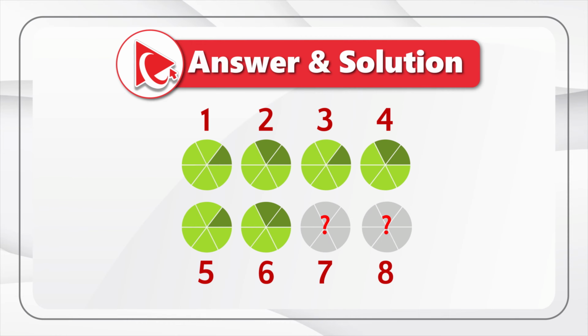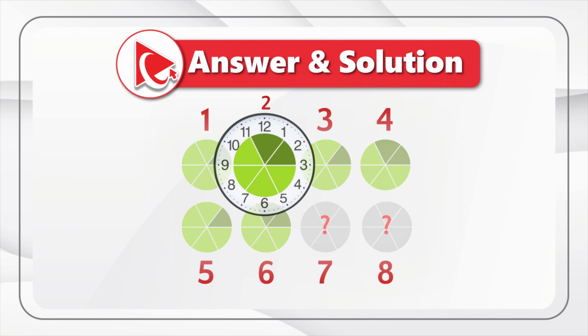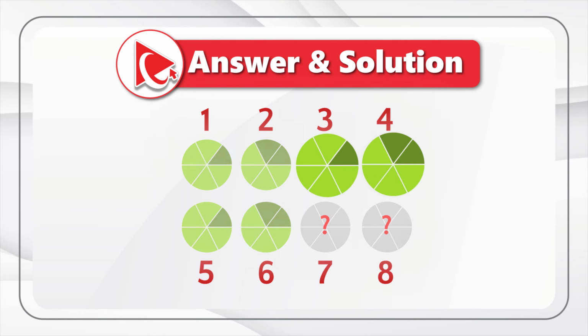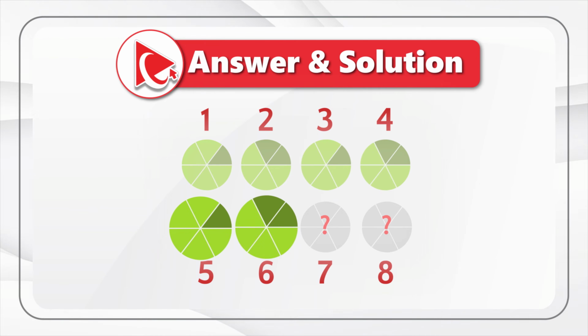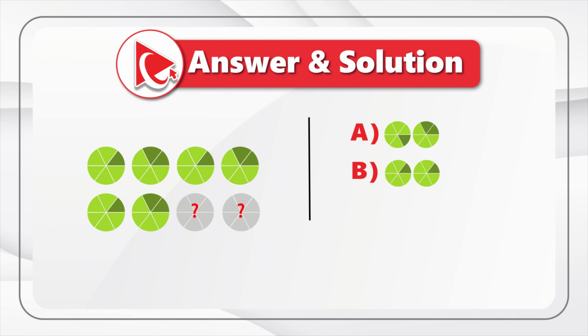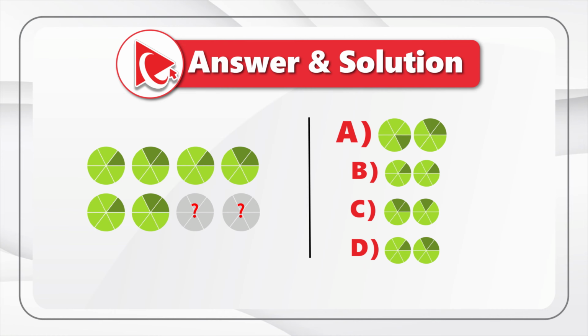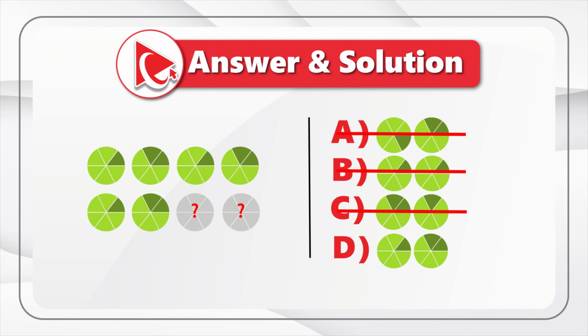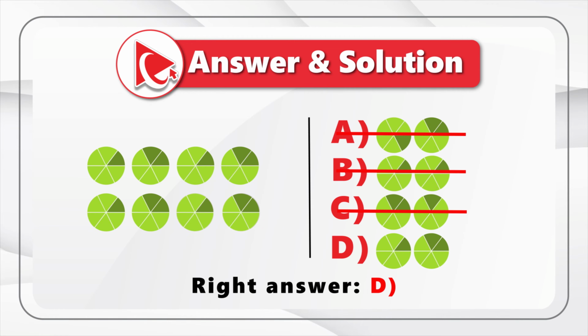2 o'clock. And circle 2 has two dark sections, one at noon and another one at 2 o'clock. Similar pattern you see in circles 3 and 4, and then circles 5 and 6 also mimic the same pattern. Looking at possible answers, you see the choices A, B, C do not meet this pattern, and the only right answer that fits the pattern is choice D.